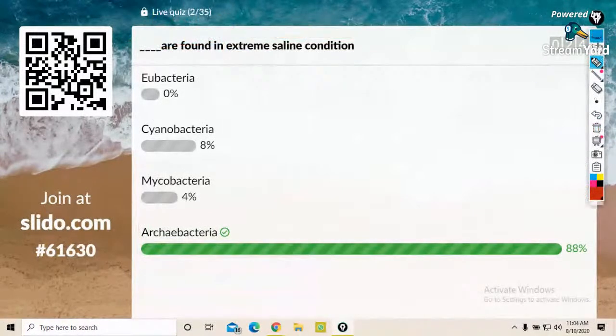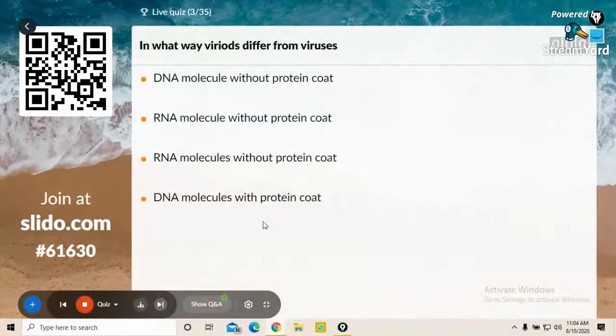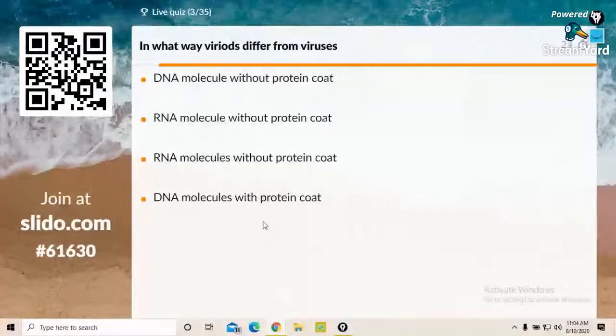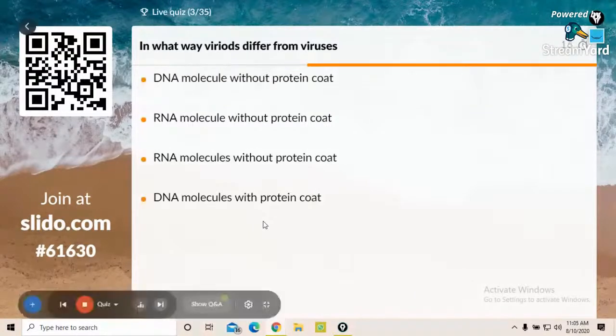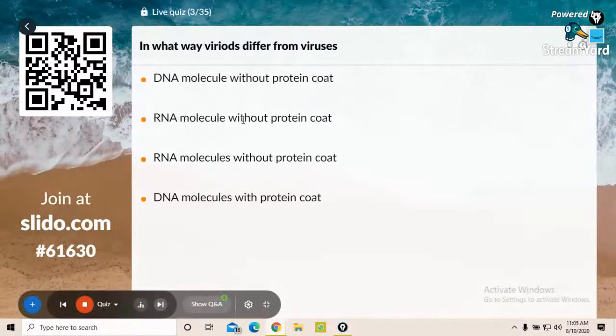Third question on the screen. In what way do viroids differ from viruses? Option A, DNA molecule without a protein code. Option B, RNA molecule with a protein code. Option C, RNA molecule without a protein code. Option D, DNA molecule with a protein code.